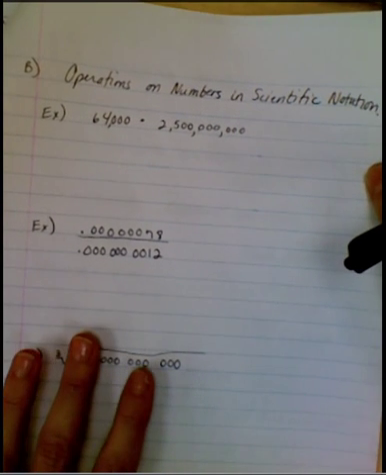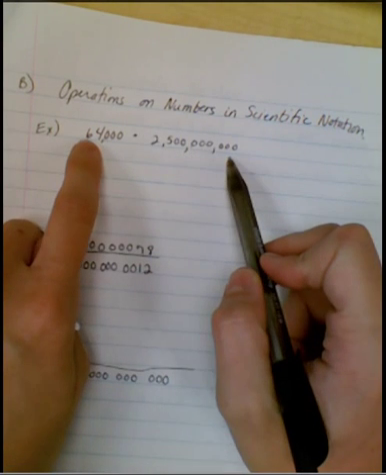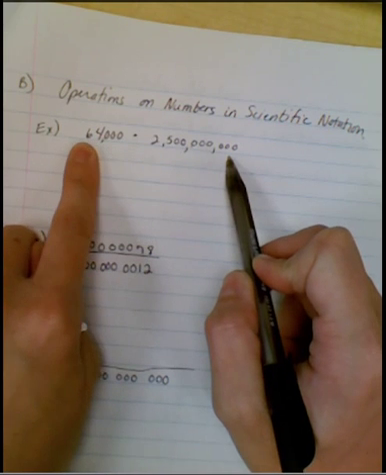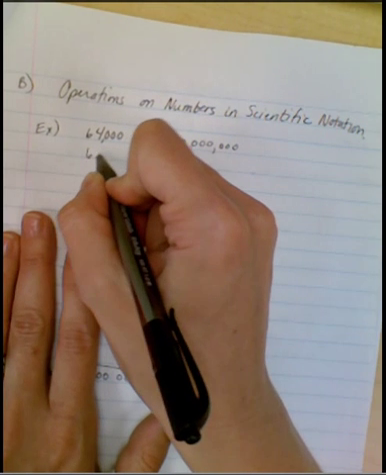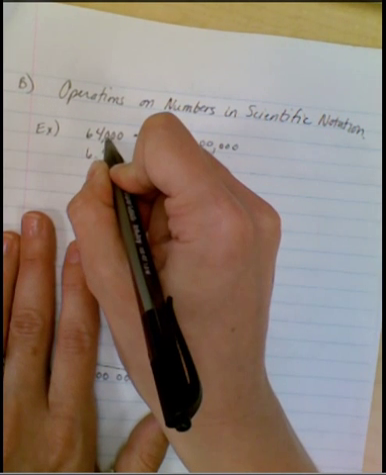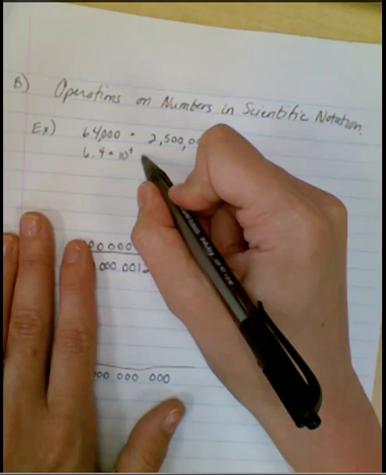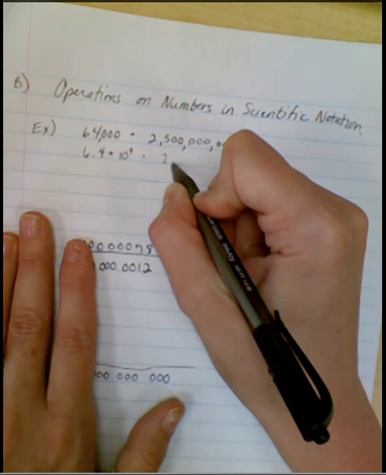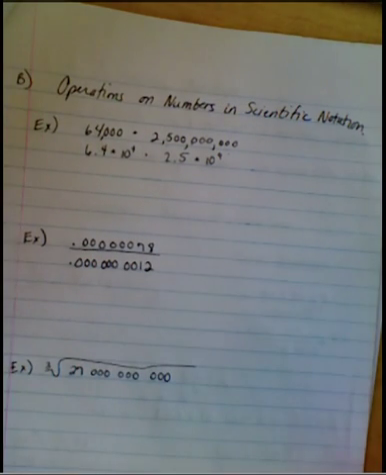Operations on numbers in scientific notation. It's easier than multiplying with all these zeros to sometimes put them into scientific notation and then compute what your answer should be. So 6.4, 1, 2, 3, 4 times did we have to move our decimal place, times 2.536 times 10 to the 9th. Now I'm not expecting that you do these in your head, so you might want to get out your handy dandy calculator.